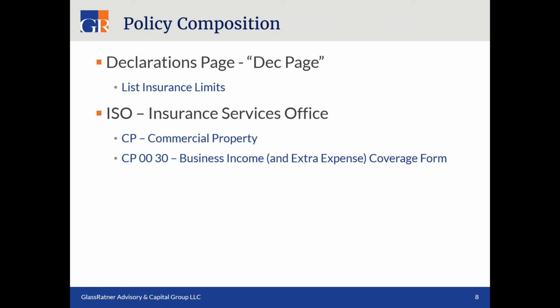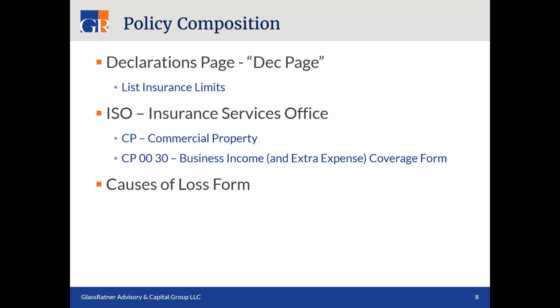We're going to look at the policy itself, which in many cases would be an ISO form, which is the Insurance Services Office. And typically, we're looking for a CP 0030, which is the business income and extra expense coverage form. So we're going to look at an example of that. There are other forms out there that may not necessarily have extra expense coverage, and there's different variations, but this is one that's very common in the marketplace.